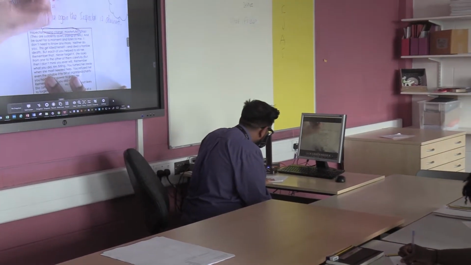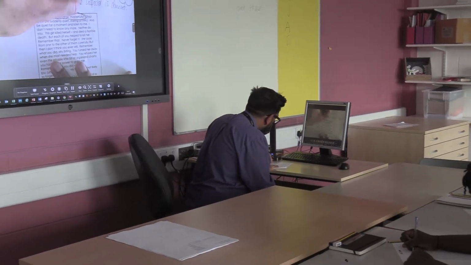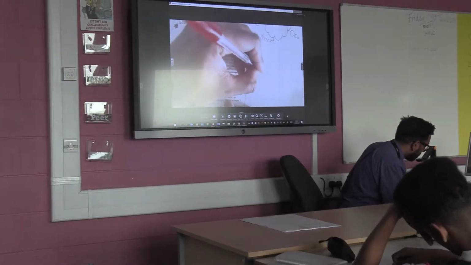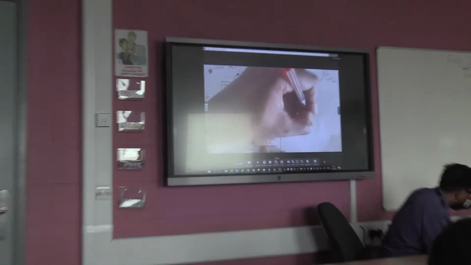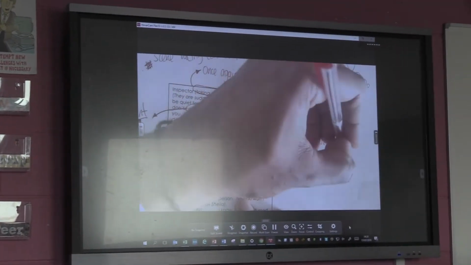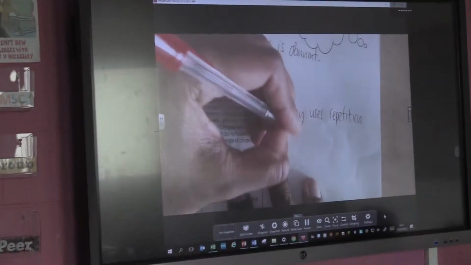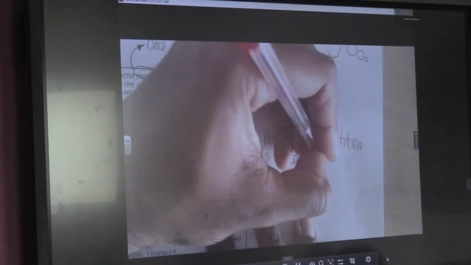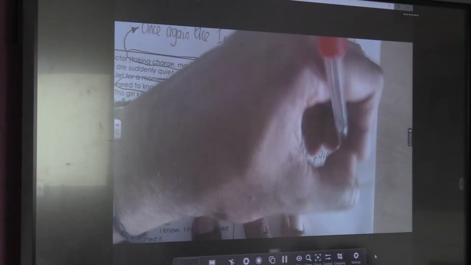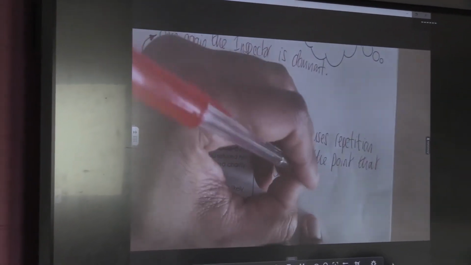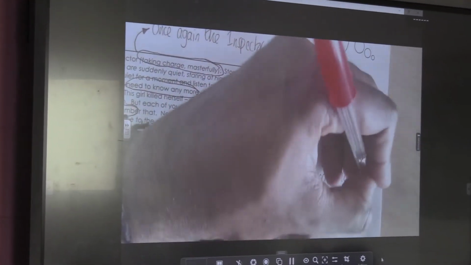Taking control from Mr. Birling. So I've got Priestley uses repetition to make the point that the Birlings will not escape.